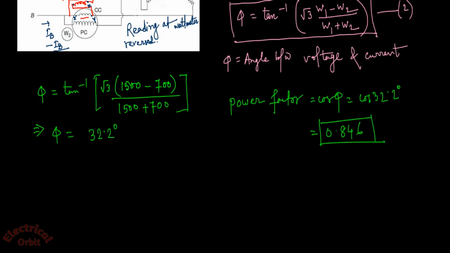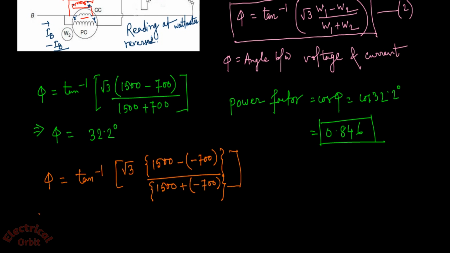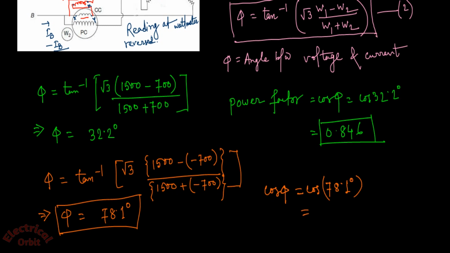Clear? Now what is our objective? Again, determination of power factor. For that we have to determine the value of phi first, that is like this. From here we get the value of phi is equal to 78.1 degree, and if we take the cosine of this angle phi, that is equal to 0.21. So after reversal of our current coil, we get the power factor value decreases to 0.21.